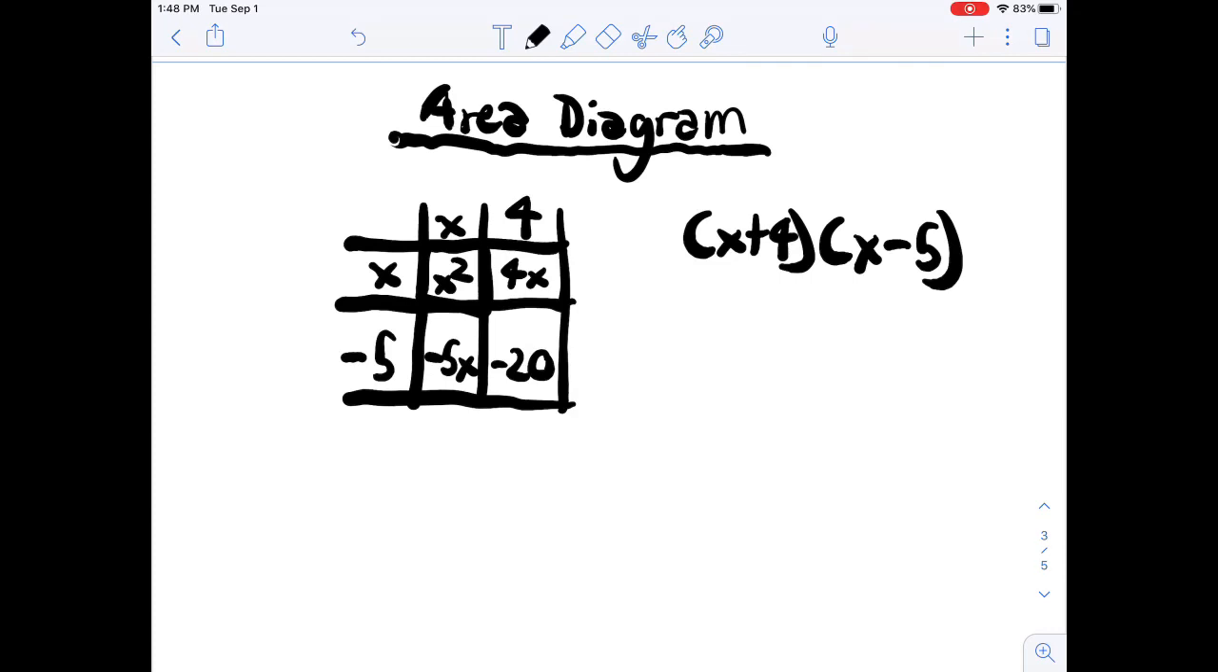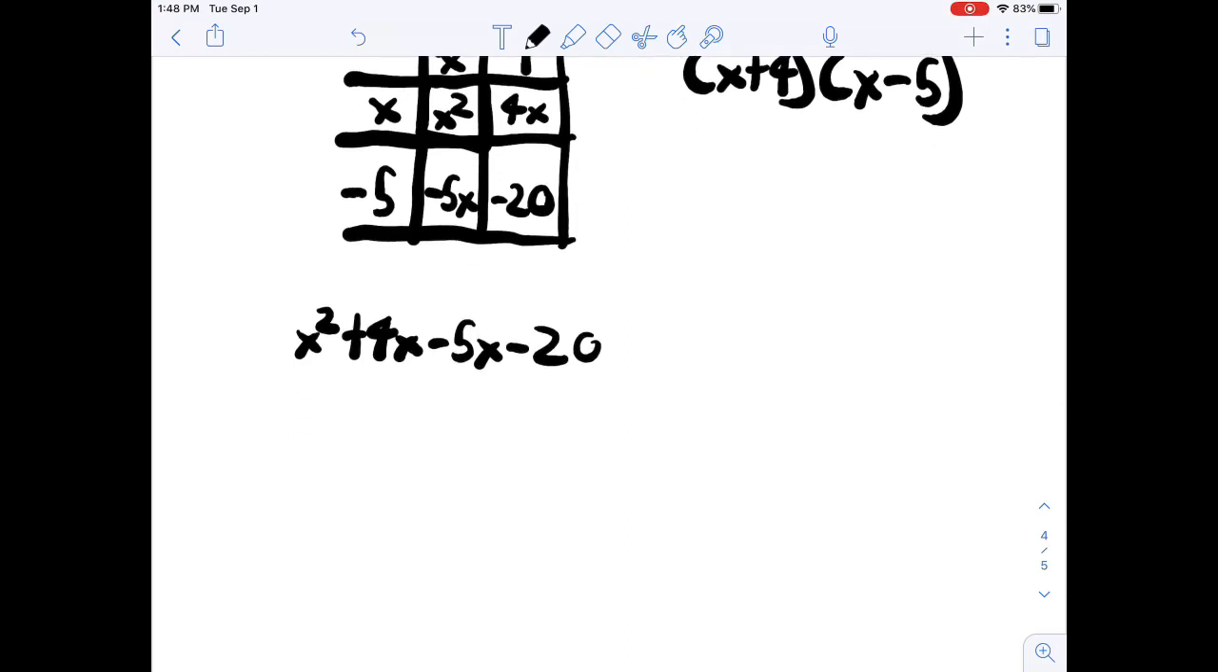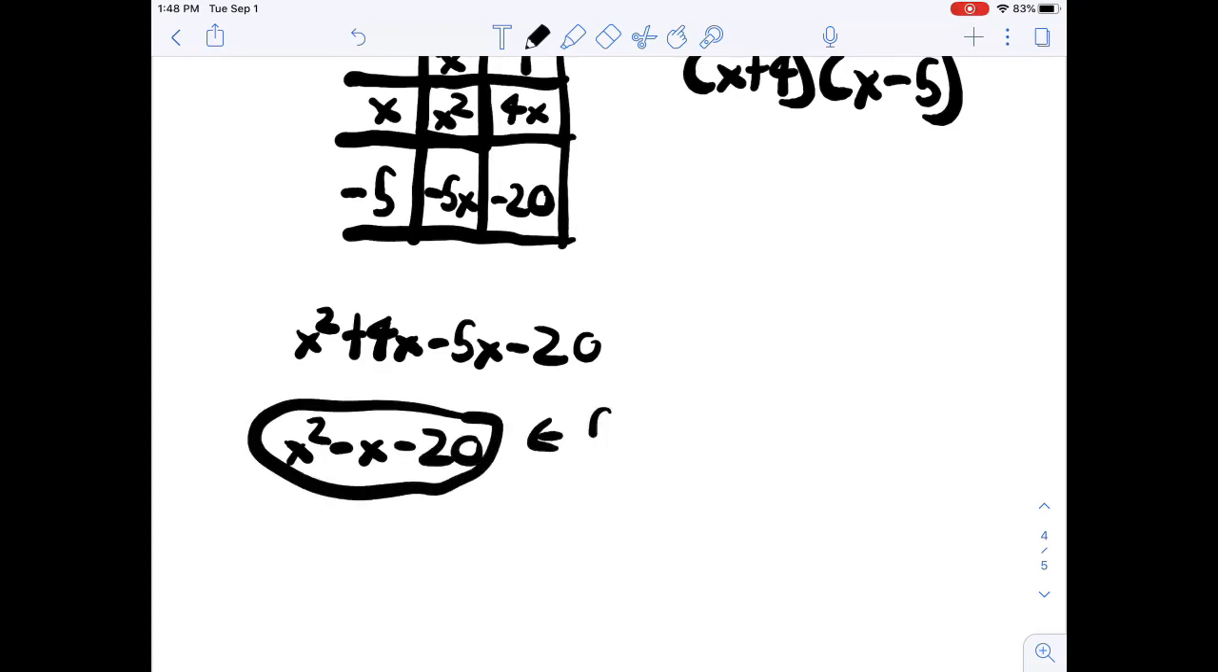And these 4 terms inside these 4 squares are going to be added together to give the final result. So you have x squared plus 4x minus 5x minus 20. And from here we collect like terms. So we have x squared minus x minus 20.